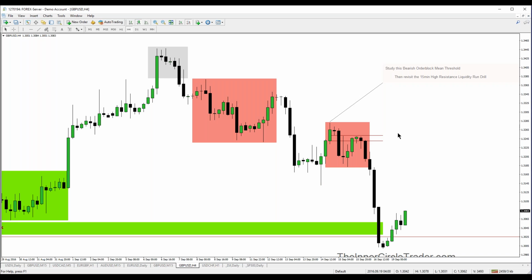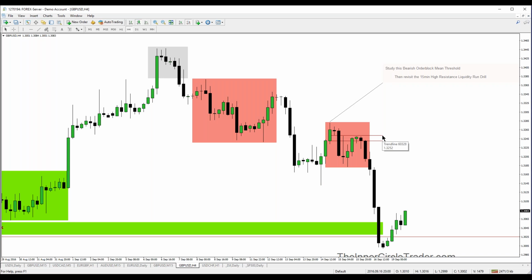Now, if you remember, we had the high resistance liquidity run drill that we were doing. We went long down in here. 132.02 was my fill. And we were looking for a movement higher, and we were expecting a run on the 132.50 level, and if it was going to spike, we could allow it to go up to 132.80. That would allow a spike through the mean threshold. Now the mean threshold here comes in at what?